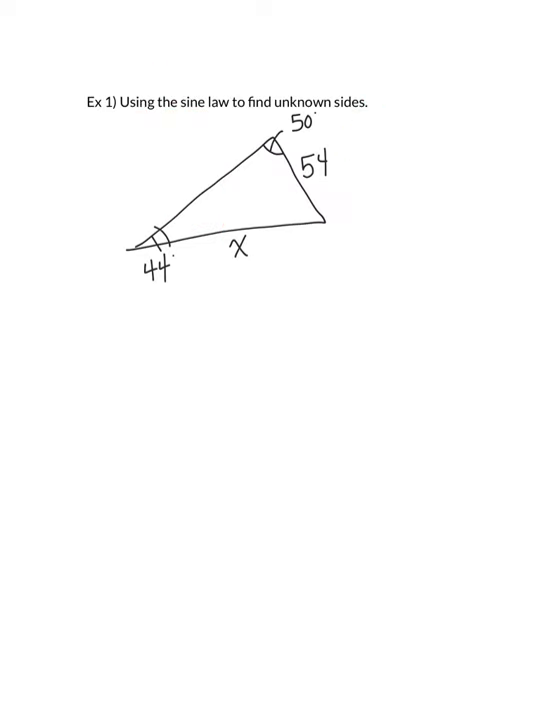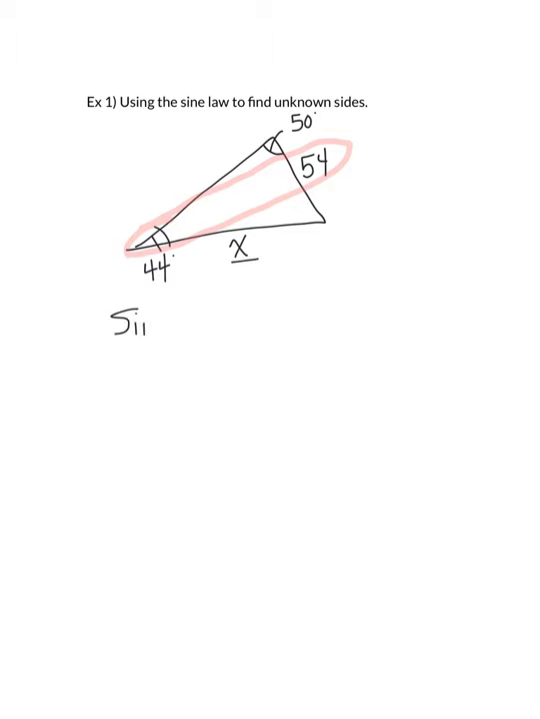Just like with primary trig ratios or SOHCAHTOA, we can use the sine law to find side lengths or angles. In this first example, we're going to be using the sine law to find the unknown side x. I know that I can use the sine law because I do know a pair, so I do know this angle of 44 degrees with its matching length of 54. The first thing that I'm going to be doing is writing my formula.